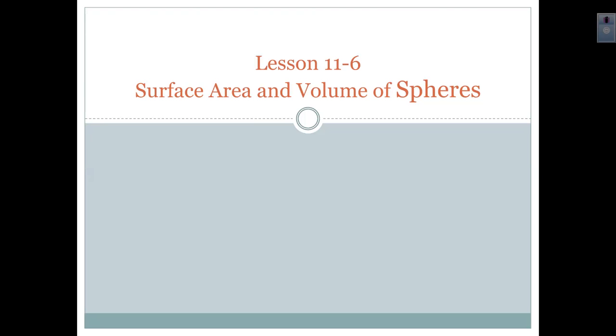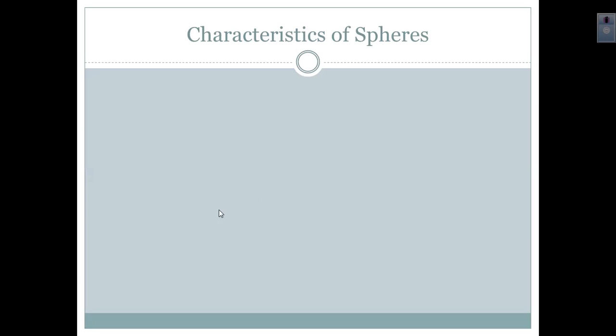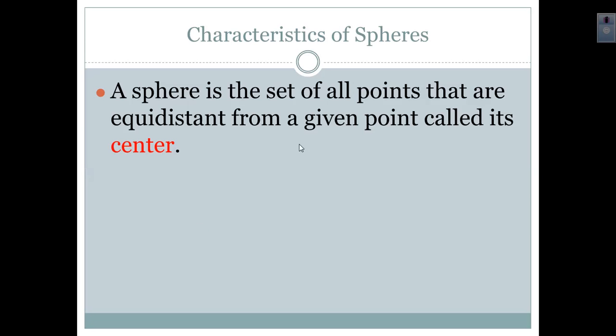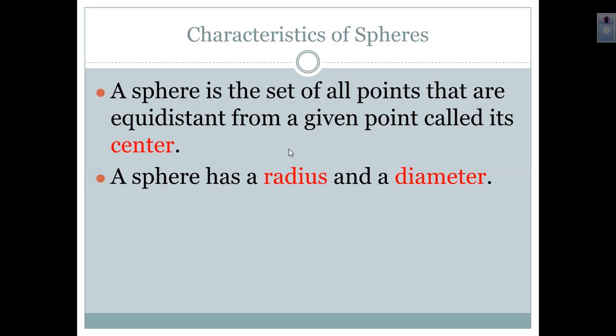All right, in lesson 11.6, we're going to look at the surface area and volume of spheres. Now, these are the characteristics of a sphere. A sphere is a set of all points that are equidistant from a given point called its center. So it's like a circle, it's got that in common. A circle has a center, so does a sphere. A sphere has a radius and it has a diameter.